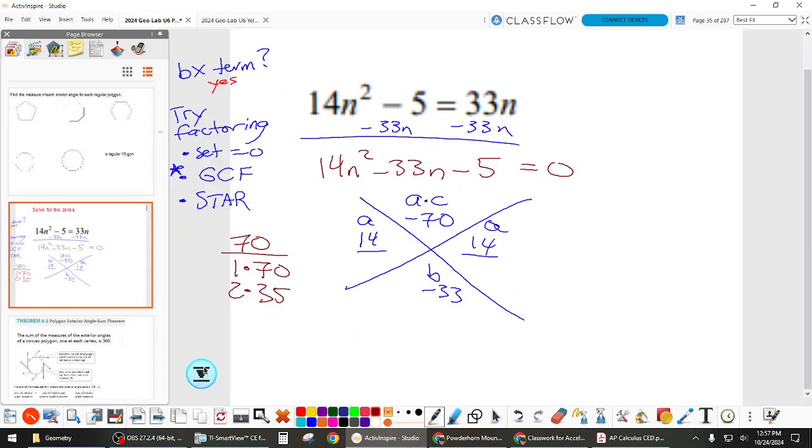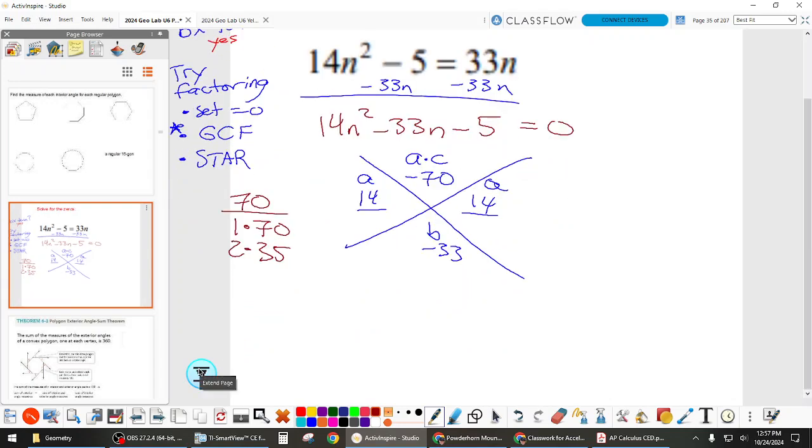3 doesn't go into 70. 4 doesn't go into 70. 5 and 14, that's how we got there. 6 doesn't go into 70, 7 does, 7 and 10. But we already kind of passed it. So 8, 9, 10, and then we're cycling back. So anyway, 2 and 35. Which one of those needs to be negative? The 35. So the bigger number always matches the sign of b.